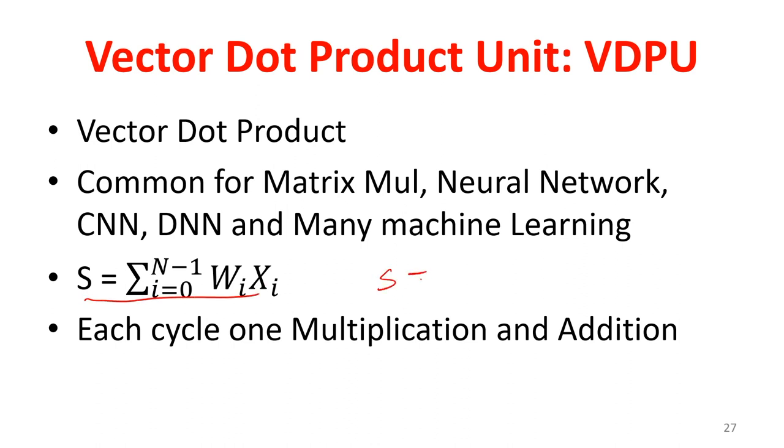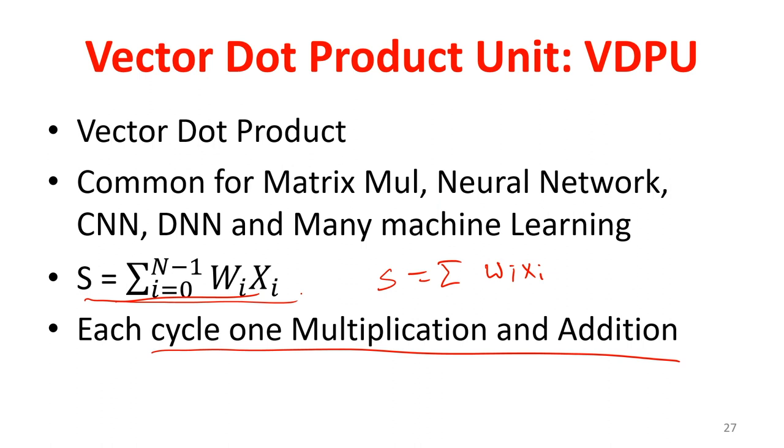So, S is equal to summation of Wi Xi. There are two vectors, Wi the weight vector and the input vector, that need to get multiplied and accumulated to a sum. So, S is equal to Wi Xi. Each cycle, we do one multiplication and one addition. Suppose for n multiplications and additions, every cycle we do one multiplication and one addition.